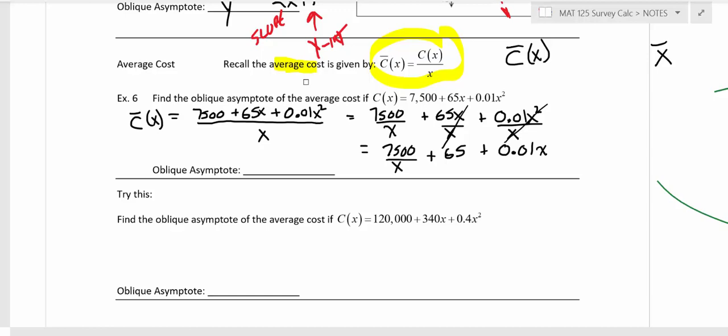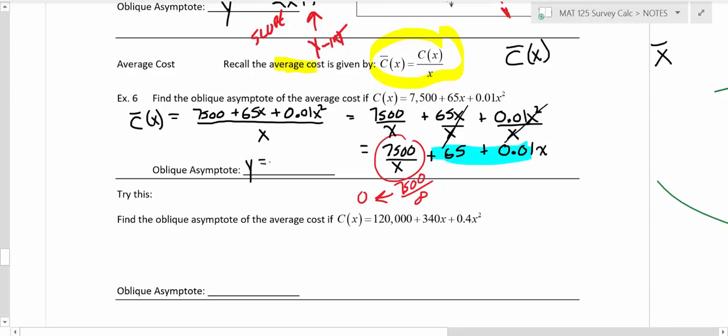65 plus 0.01x. So what happens to this thing when you go to infinity? Okay, that goes to 0. Exactly. So the oblique asymptote is that part right there. You're going to end up with some part that goes to 0. So you end up with a line. So the oblique asymptote would be y equals 0.01x plus 65. Okay, does that make sense? Okay, that's your oblique asymptote. So what that's going to tell you is the graph, when you go to infinity, when the graph gets bigger, it's going to approach that line that's slanting, and that's a positive slope, so that line's going to go up like that. That's what's going to happen.